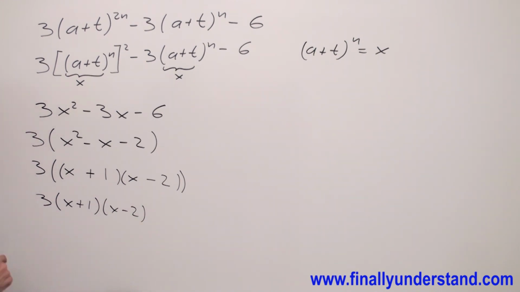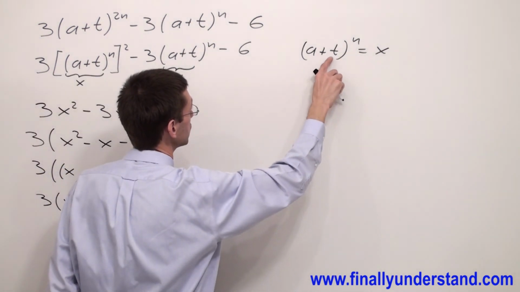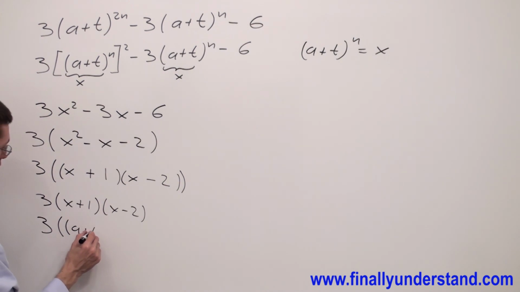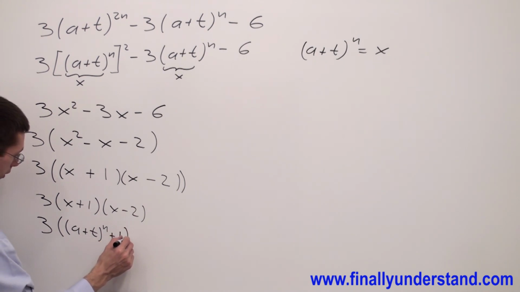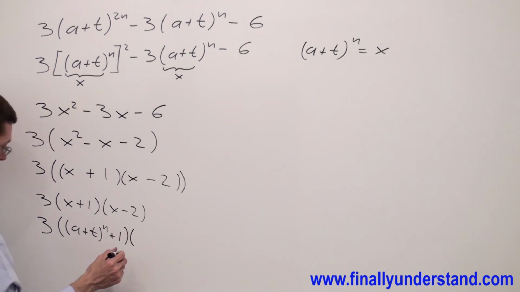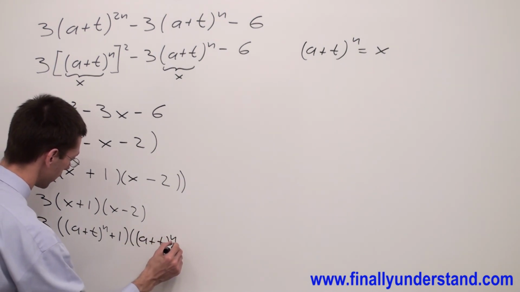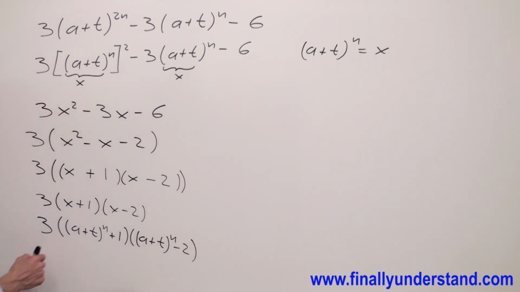But this is not the end of the problem yet, because we assumed that x is equal to a plus t to the nth power. So x has to be replaced by a plus t to the nth power. That's why I'm going to have 3, open parenthesis, a plus t to the nth power plus 1, and open parenthesis again, a plus t to the n power minus 2. And this is the solution to my problem.